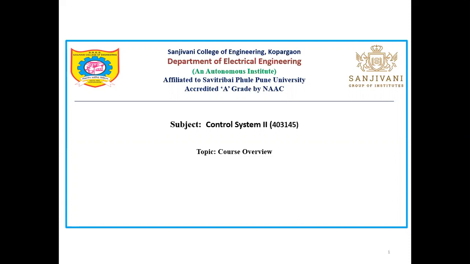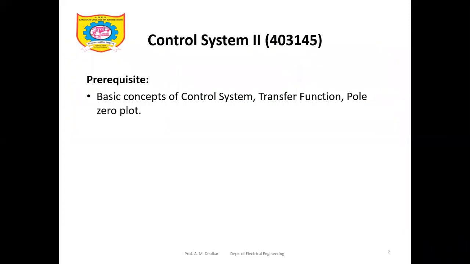In this lecture, I am overviewing this subject Control System 2. This is the subject in the 7th semester of Electrical Engineering in SPPU Pune. So we have already gone through the subject Control System 1 in the 6th semester of Electrical Engineering. Basically the prerequisites for this particular course are basic concepts of control systems, transfer function, and pole zero plot.